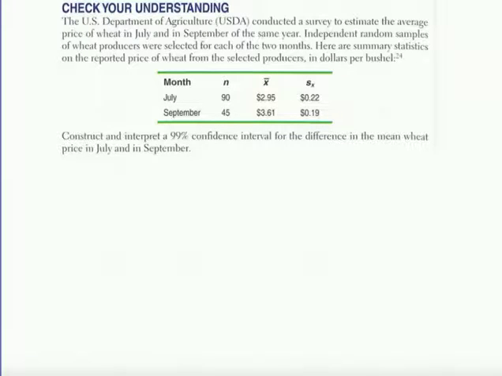The U.S. Department of Agriculture, the USDA, conducted a survey to estimate the average price of wheat in July and in September of the same year. Independent random samples of wheat producers were selected for each of the 2 months. Here are the summary statistics on the reported price of wheat from the selected producers in dollars per bushel. Construct and interpret a 99% confidence interval for the difference in the mean wheat price in July and in September.